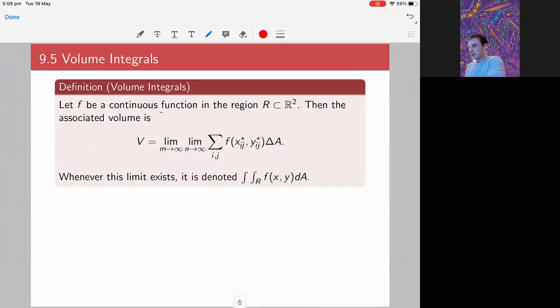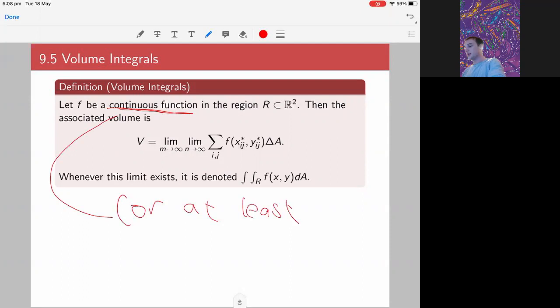Okay, let f be a continuous function. So it is possible to integrate functions that are discontinuous. And you might say, well, of course you can integrate piecewise continuous functions, but there's an even more general class of functions that you can integrate, but we're not going to talk about that in this course. We're going to assume that f is continuous, or at least piecewise continuous.